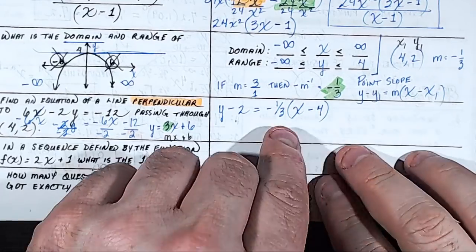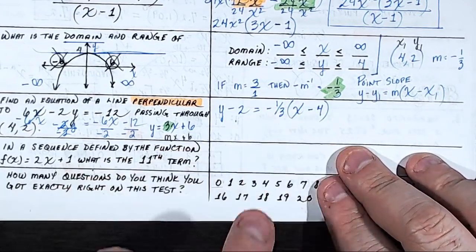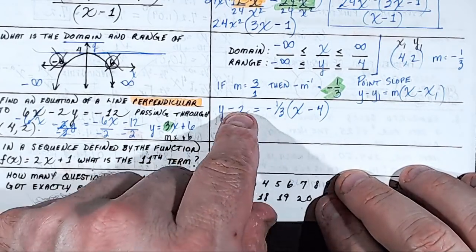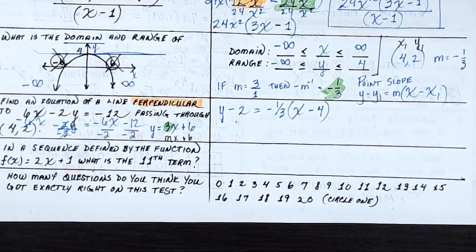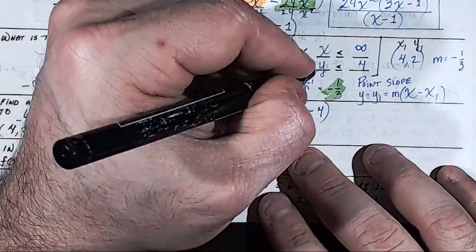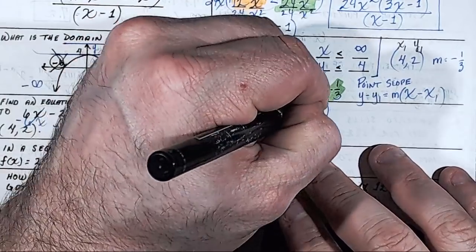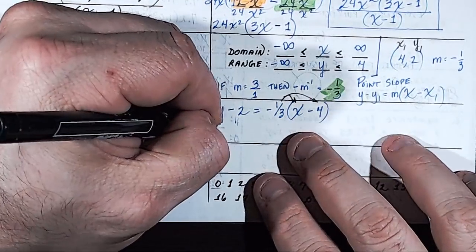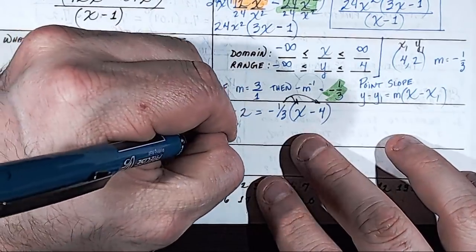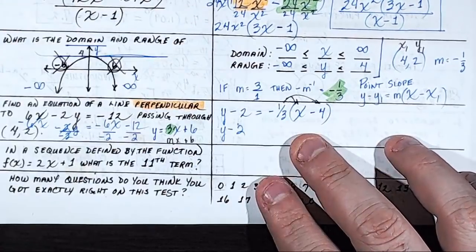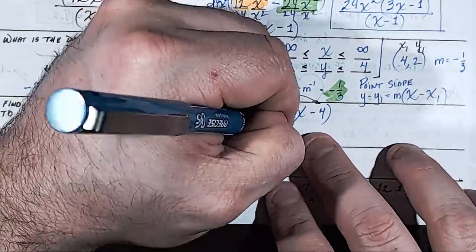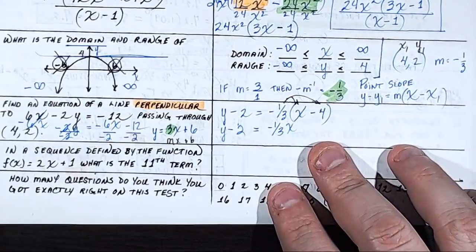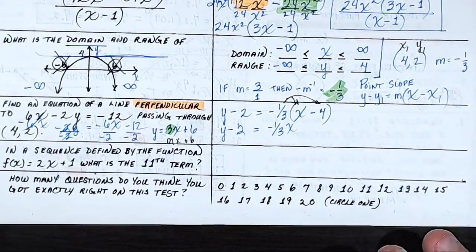Now you're going to try to distribute negative 1/3 through this parenthetical expression, and then get rid of the negative 2 on the left, so get y by itself. So let's do that in steps. First, we will distribute negative 1/3 to x and negative 4. So we'll rewrite y minus 2 equals, and then I'll multiply negative 1/3 times x is negative 1/3 x, and negative 1/3 times negative 4.